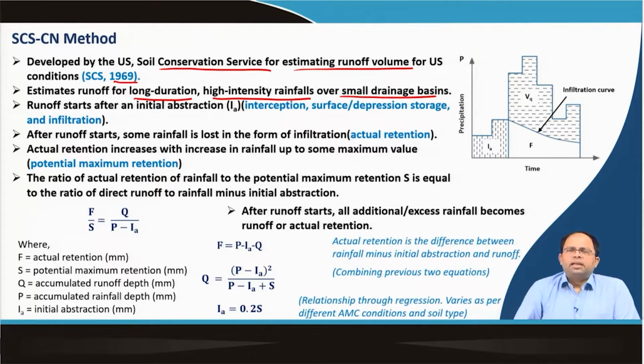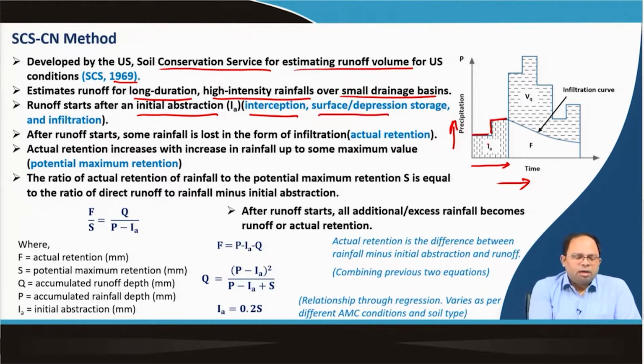The first concept in this method is that runoff is assumed to start after an initial abstraction. In this graph, on the x axis we have time, and on the y axis we have precipitation. For the first little bit of time, we have IA, which is initial abstraction. That means this is rainfall that happens, but it is not creating any sort of runoff. Why? This is because of interception, surface depression storage and infiltration.